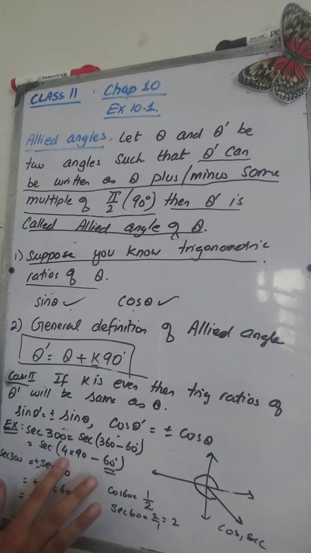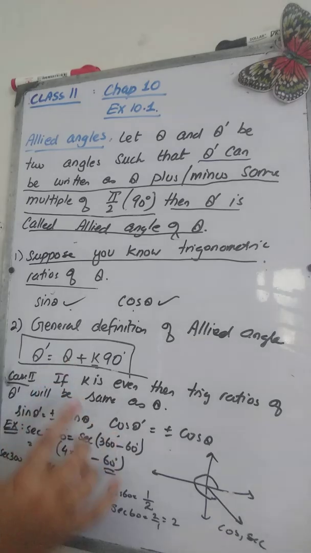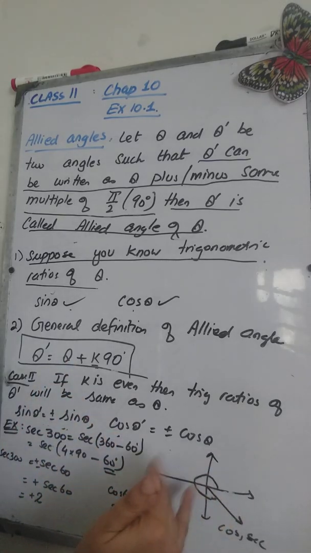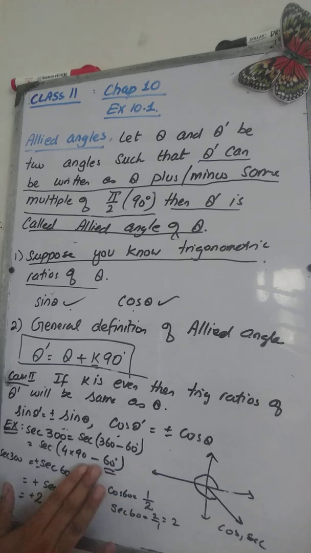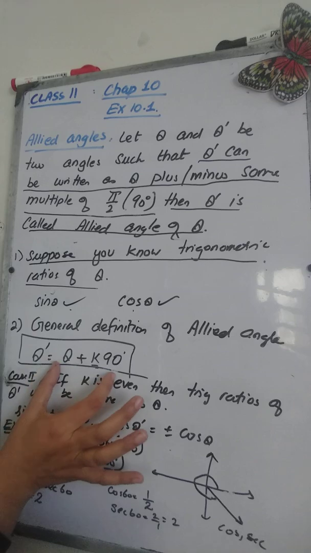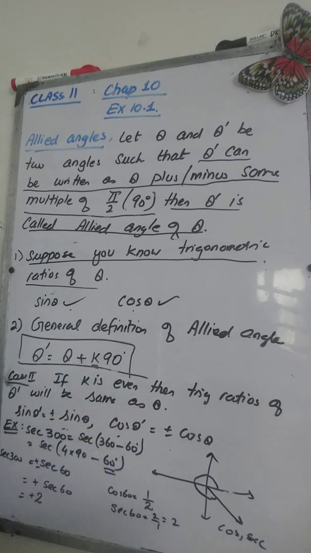You just have to see whether k is even or odd. You are going to write secant as secant if k is even, and you are going to write secant as cosecant if k is odd. Here it was even, so secant remained secant, and the plus minus sign will be determined by the quadrant in which 300 lies. Once you write theta dash in this form, you can easily locate its quadrant. By just counting the number of 90s minus this, it can easily be judged. So in the next lecture I am going to tell you how to write theta dash in this form. And this will be the whole story, and this completes the concept of allied angles and how to find the trigonometric ratios of the allied angle.